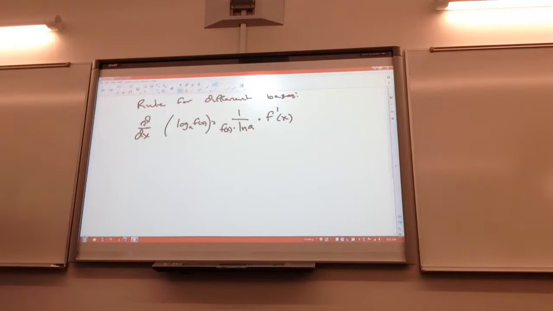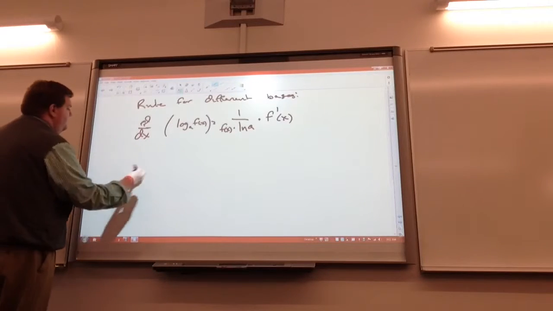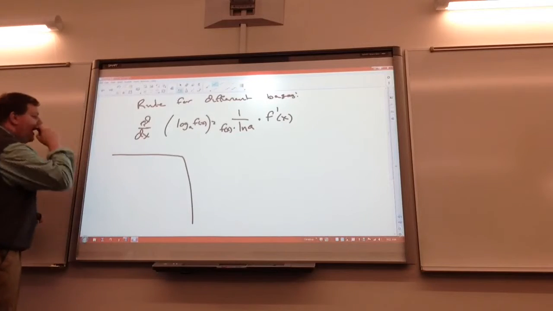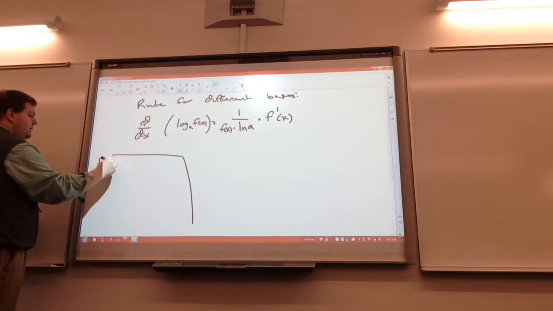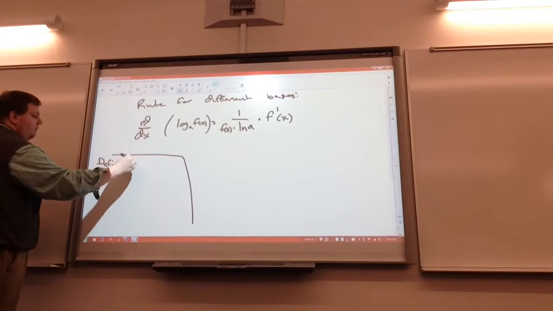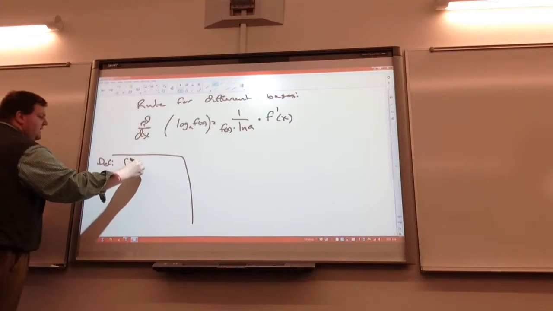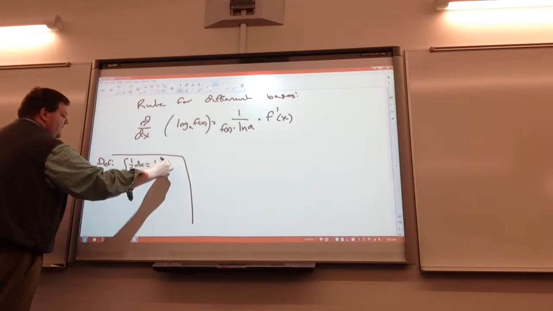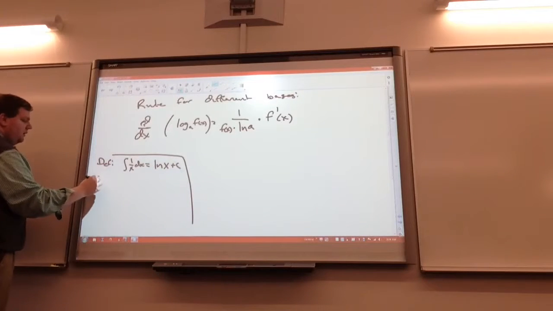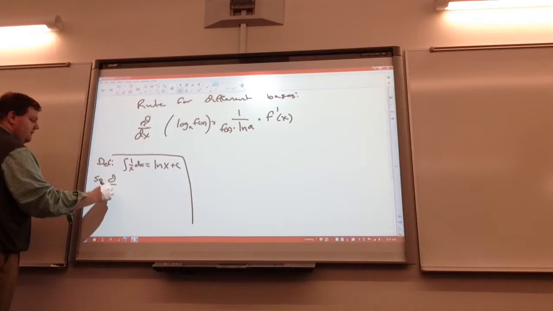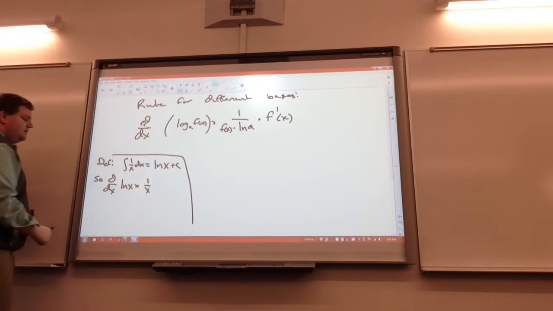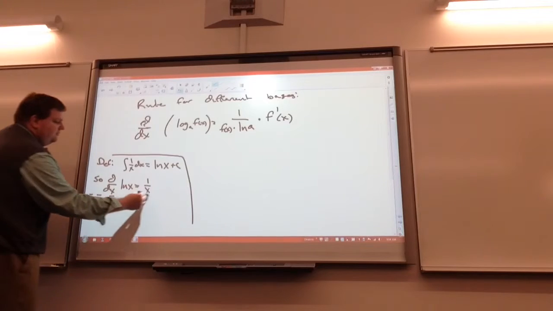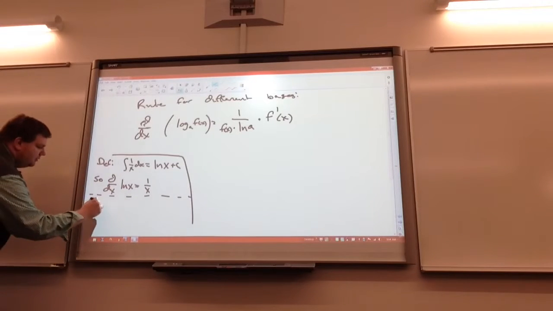Okay, so to kind of rehash here with the logs, basically we start off with the definition here, that the integral of 1 over x dx is equal to natural log of x plus c. So the derivative of the natural log of x is 1 over x, okay? And then we get 2 new derivative rules.